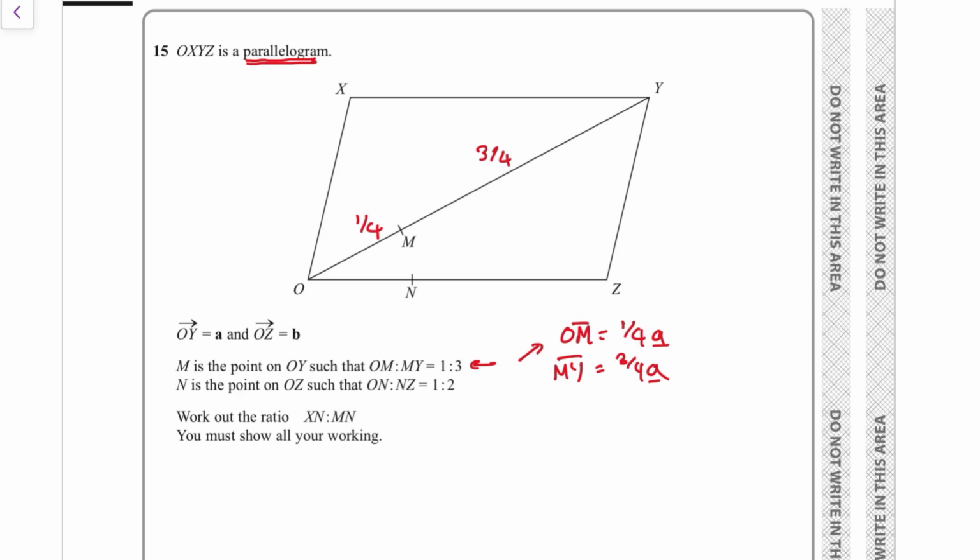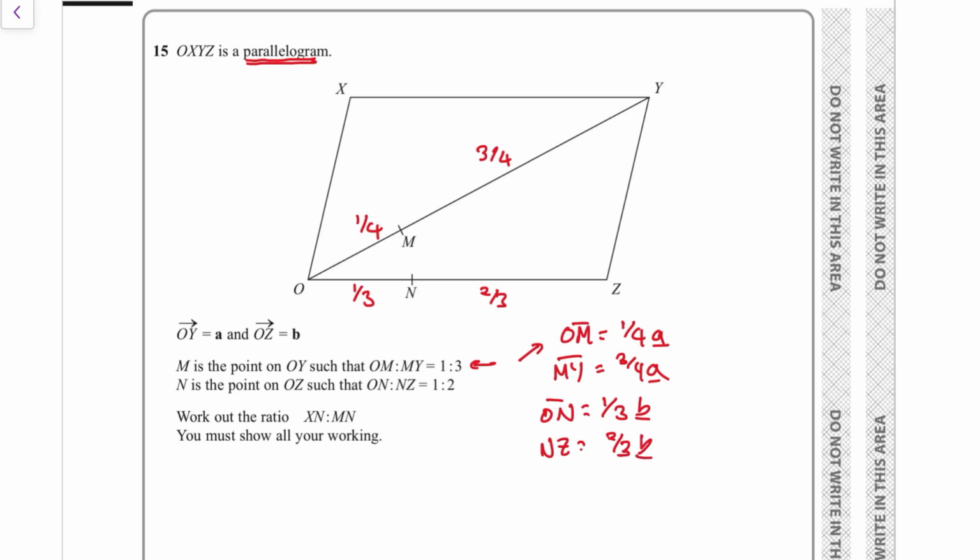Similarly, it tells me the point N is on O to Z, such that O to N, N to Z is 1 to 2. So this is 1/3 and this is 2/3. Again, the idea 1 plus 2 is 3 parts. O to N is 1 part and N to Z is 2 parts. So I can also write that O to N is equal to 1/3 of B, and N to Z is going to be 2/3 of B.